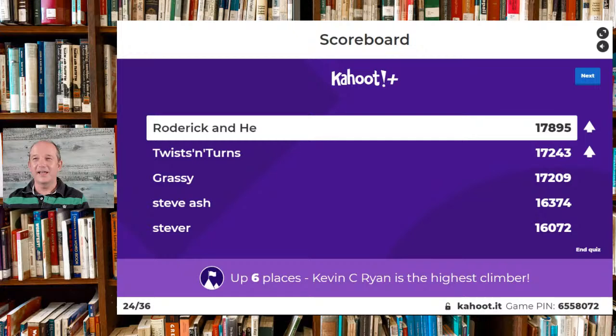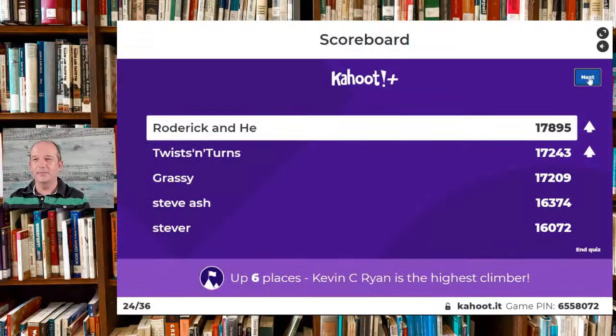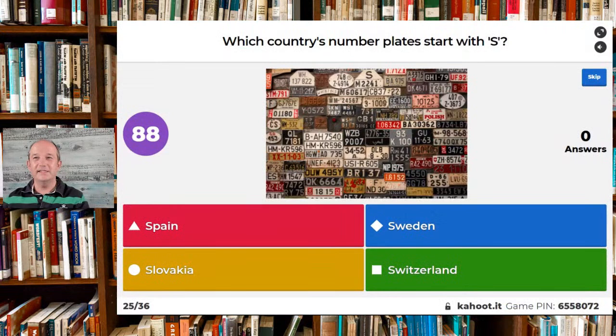And it's now time for round five, which is, we've called it Just One Letter. All will become clear in a second, hopefully. So just one letter coming up now. Which country's number plates start with the letter S? Is it Spain? Is it Sweden? Slovakia? Or Switzerland? Which country's number plates start with the letter S? Spain, Sweden, Slovakia, or Switzerland?